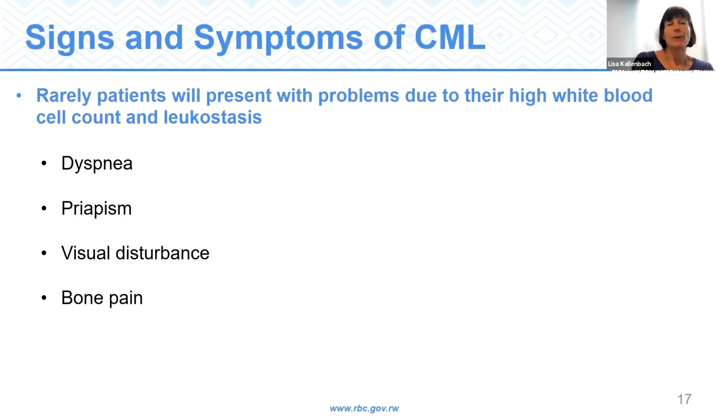So rarely patients will present with other problems due to an incredibly high white blood cell count and leukostasis. When the white count gets very, very high, the blood is not flowing as well. So they may complain of dyspnea or priapism or visual disturbances or bone pain. And that's more often seen with more accelerated or blast crisis CML.